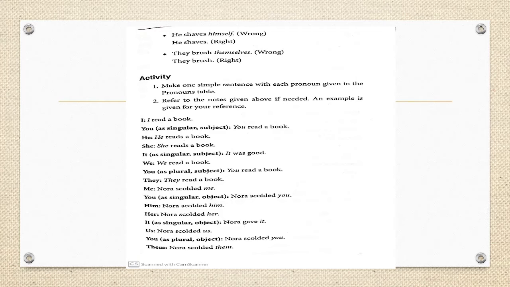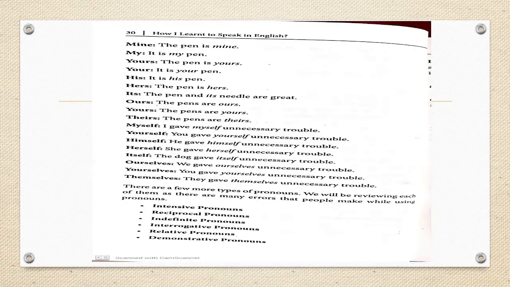You, as a singular object, Nora scolded you. Him, Nora scolded him. Her, Nora scolded her. It, as a singular object, Nora gave it. Us, Nora scolded us. You, as a plural object, Nora scolded you. Them, Nora scolded them. Okay, you have to practice these sentences and make different kinds of sentences. Don't repeat these sentences. Write down different sentences. Make something different.